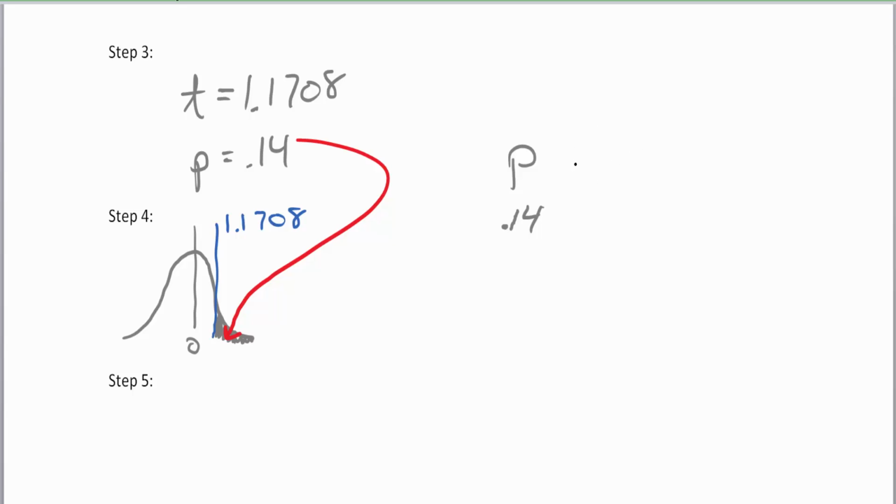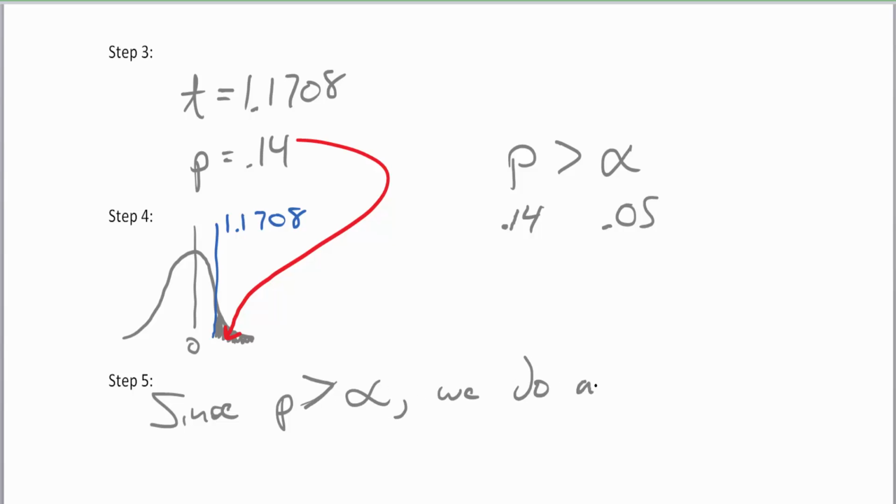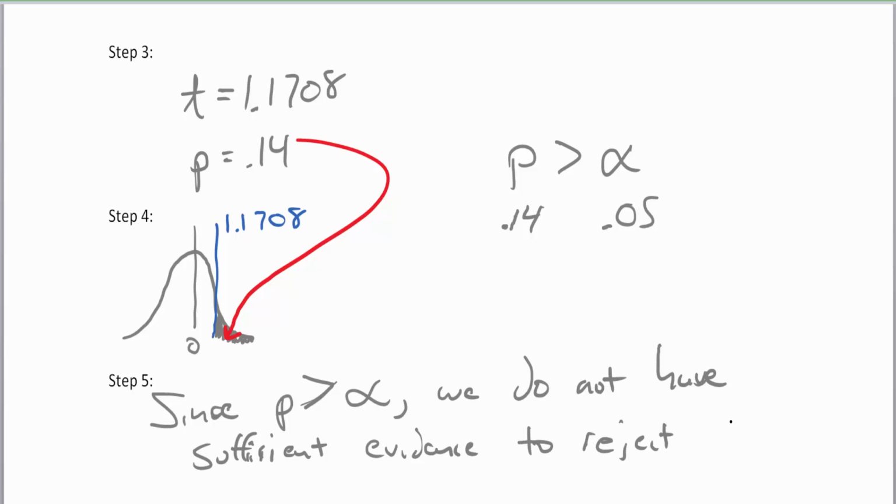This is definitely greater than the alpha that we have chosen for this problem. And the alpha we have chosen for the problem is a very standard 5%. So this is do not reject, since the p is greater than alpha. We do not have sufficient evidence to reject the null hypothesis. So sorry, sports drink, you're not what's making the obstacle course easier on the people.